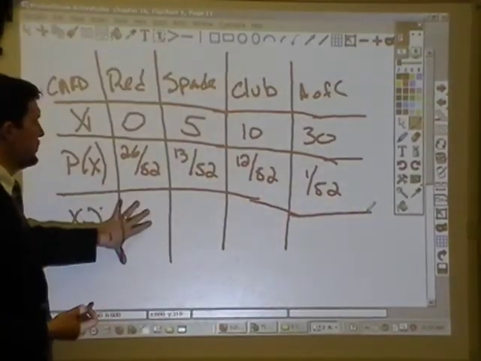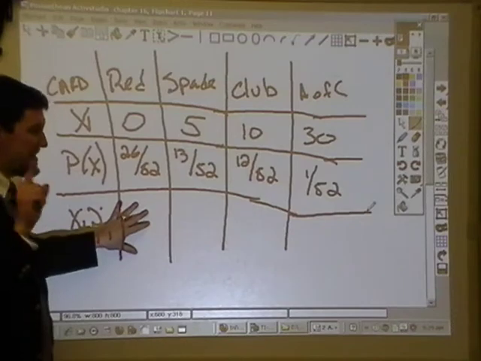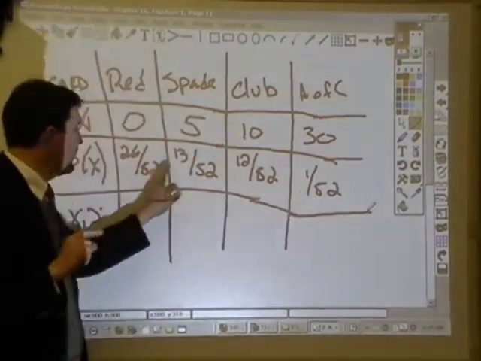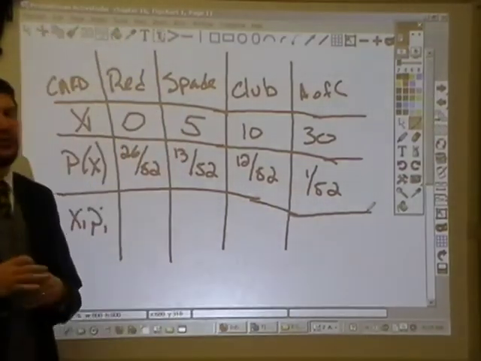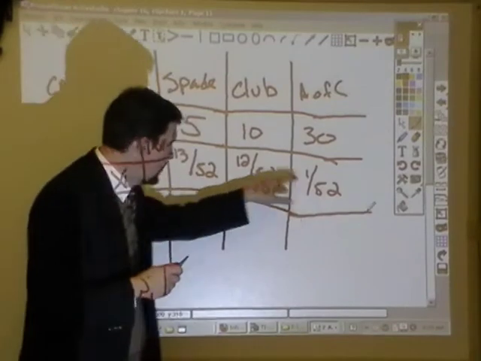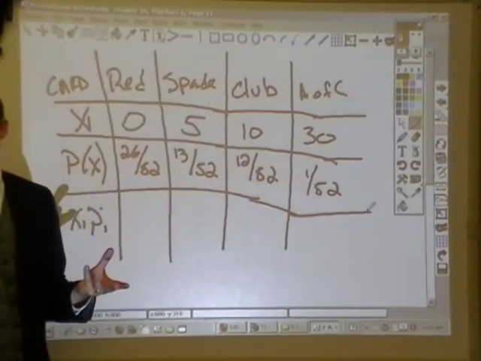Now, why did I make it out of 52? Because now, by having it all out of 52, I can see that these probabilities all add to what? 1. They have to add to 1. So now I can see, because I've got the same denominator easily, that they all add to 1.